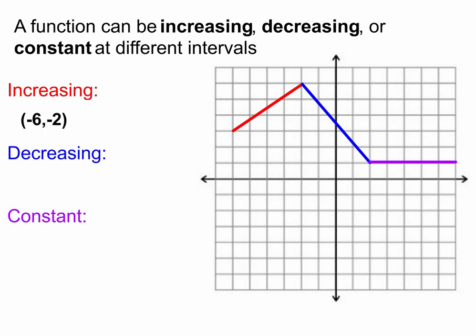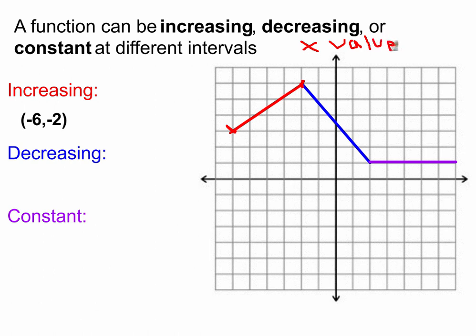Okay, for these intervals, we always just use the parentheses because at a point, a function isn't doing any of these things. It has to be doing it over a few points. So this is increasing from this point here to this point here. And for these, we only want to use x values. We don't want to use y values here at all. We're only going to use our x values.